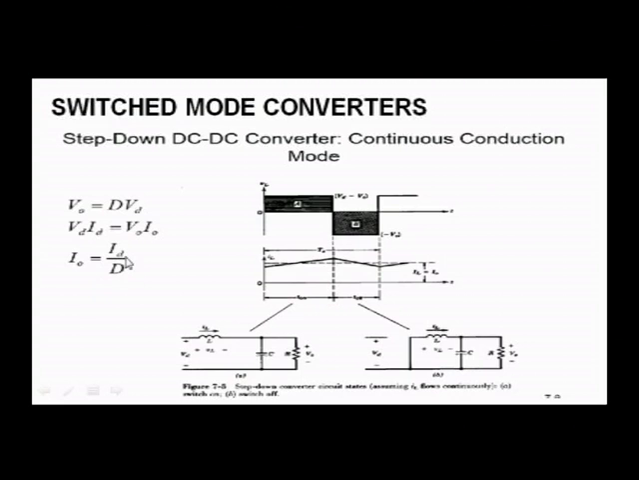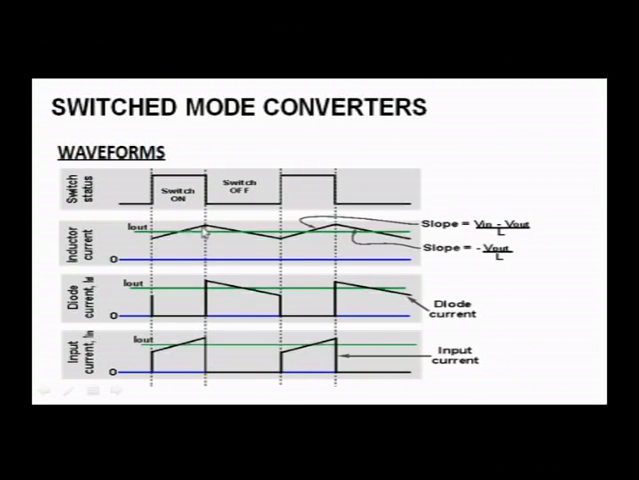Output current is always greater than input current, but output voltage is less than input voltage. So, this is what the step down converter is. Some more waveforms I am showing here, please see.